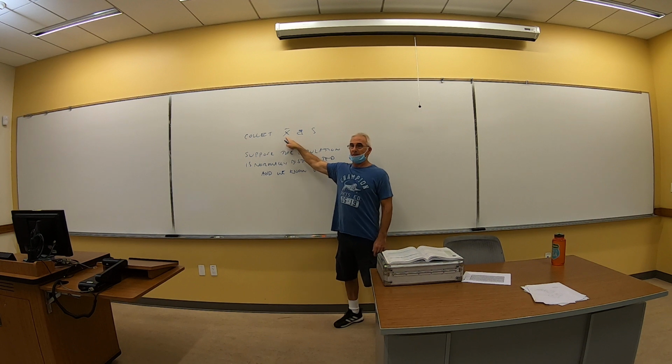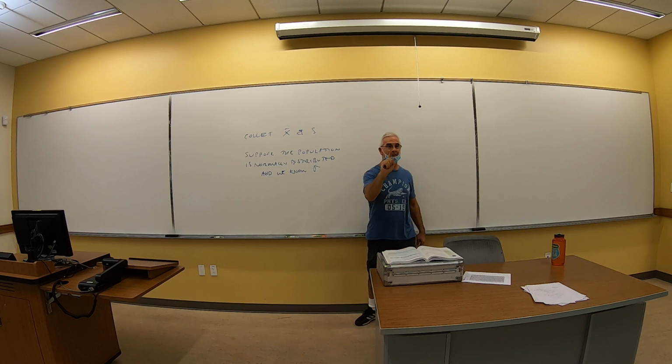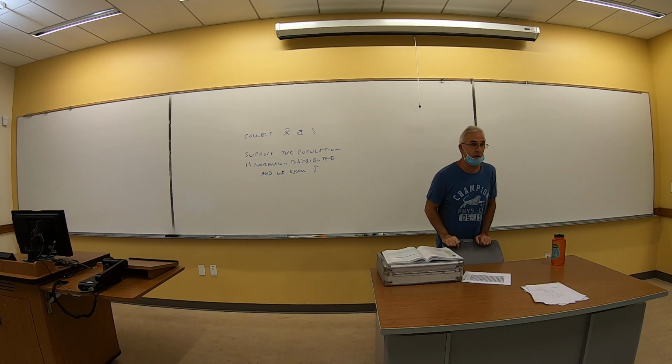If I know the population is normally distributed and I know sigma, then I'm going to use the population sigma every time, because then I can use the z-table. You can't always use the z-table, we're going to find, okay?